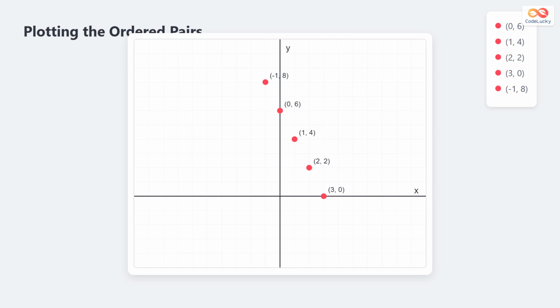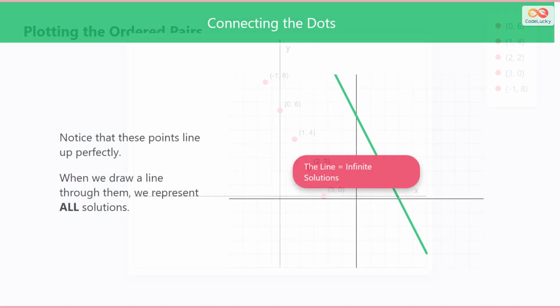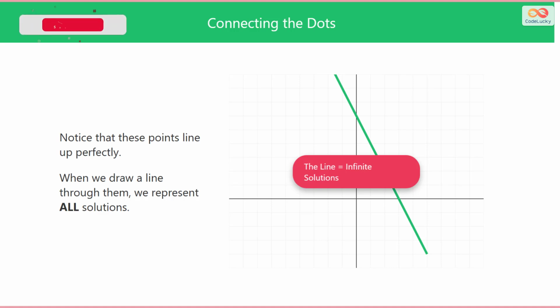Now let's take these ordered pairs and plot them on a coordinate plane. Notice how the points (0, 6), (1, 4), (2, 2), and the others appear to fall in a specific pattern. When we connect these dots, they form a perfectly straight line. This line represents the entire set of solutions. Every single point that lies on this green line is a solution to the equation 2x plus y equals 6.